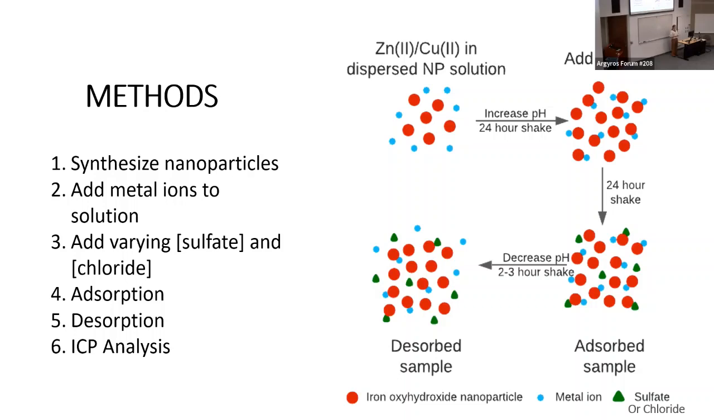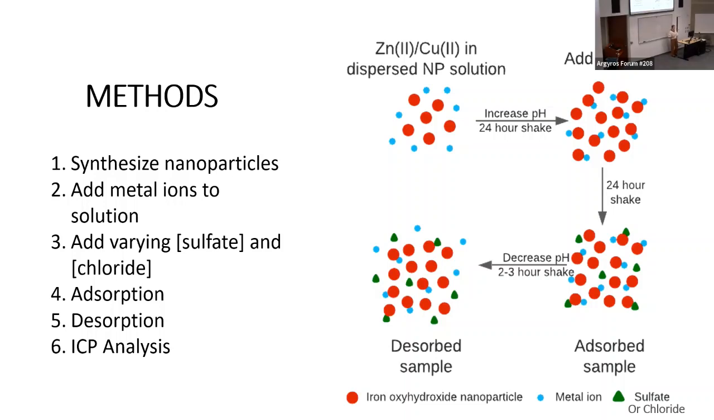Then we would add different sulfate and chloride concentrations and shake that for a whole day and then have an adsorbed sample. We would then take part of this adsorbed sample, decrease the pH to about 5 to have desorption occur, and then have another set of desorbed samples that we would test.